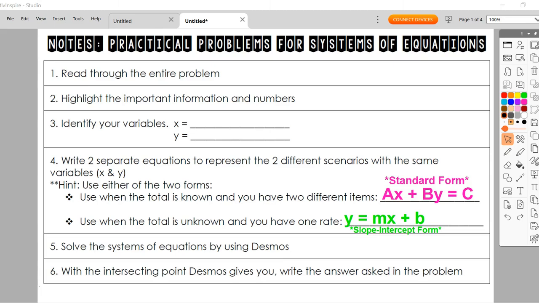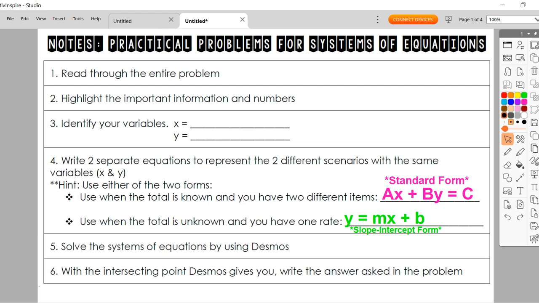In today's lesson, we're going to be solving practical problems for systems of equations. We're going to follow these 6 steps when we're solving our word problems today. The first step will be reading through the entire problem. Then we'll highlight the important information and numbers that go with it. Step number 3 will be identifying our variables. We'll be using x and y since those will help us graph these equations in Desmos.